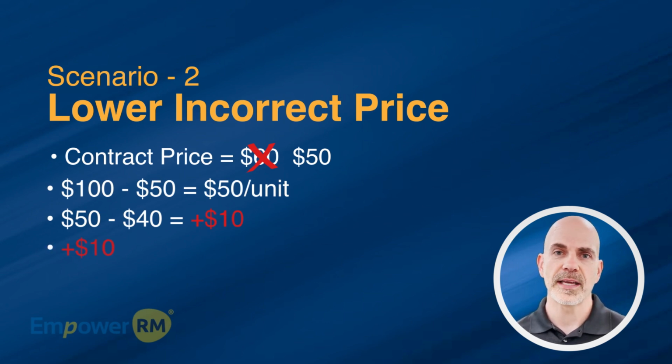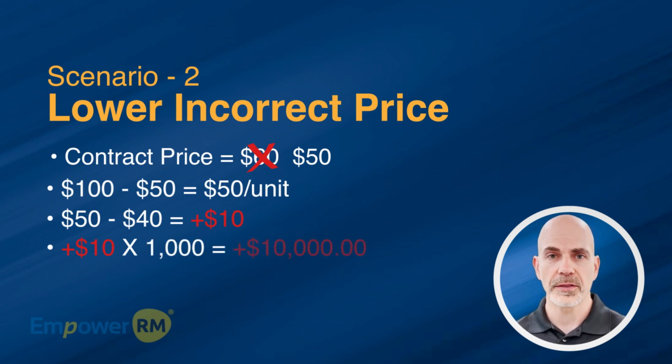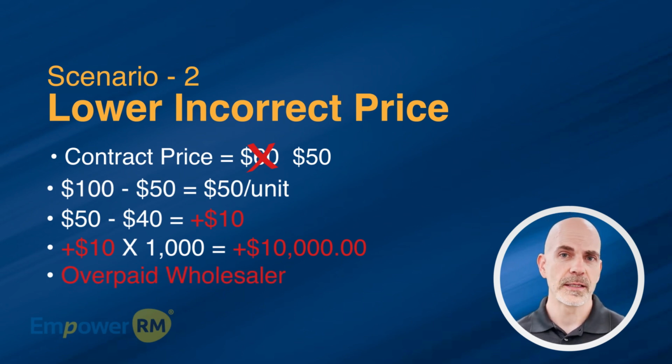Again, going back and saying they sold 1,000, now we've overpaid the wholesaler $10,000. And good luck getting that money back, because it was your mistake. So when you communicate to the wholesaler that you overpaid them the money and they ask you why, and you tell them it was because you made a mistake on the contract price, it's going to be challenging to get that money back from the wholesaler.